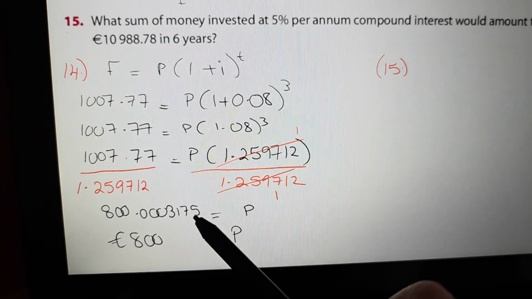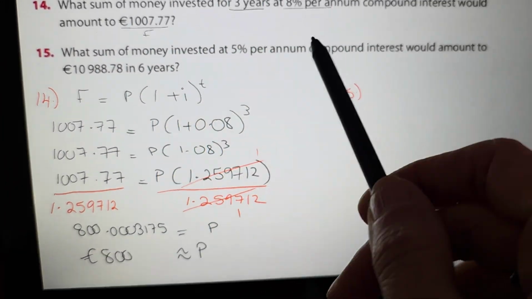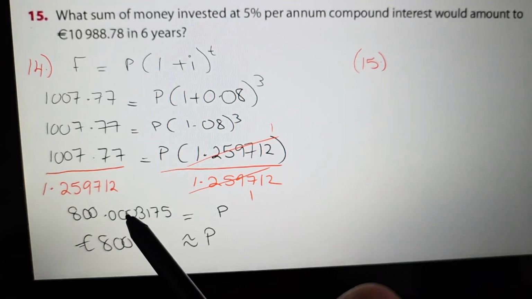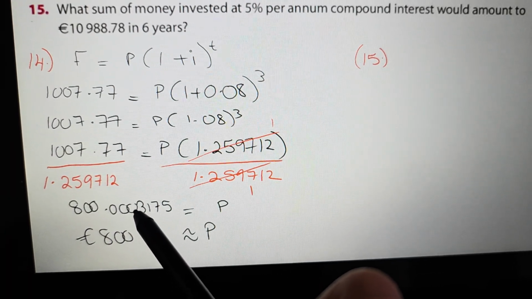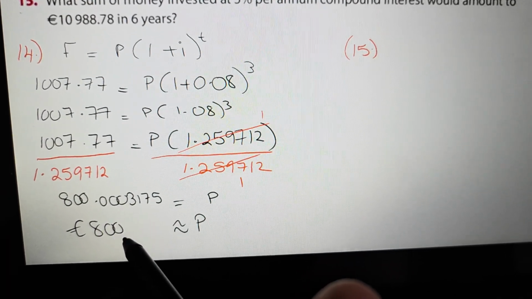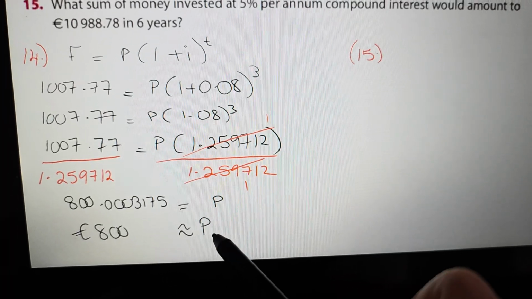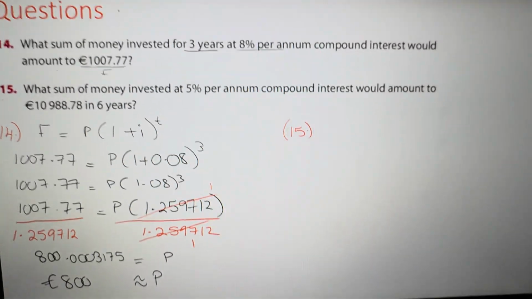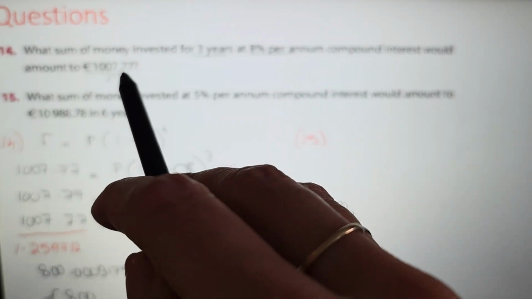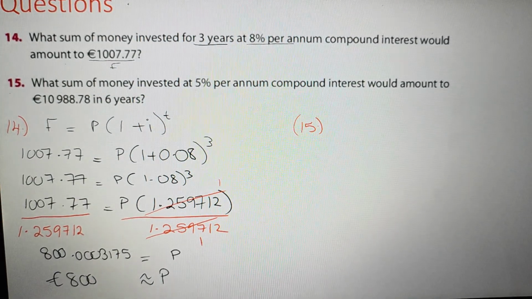Now it's money, so when they want to know what sum of money must have been invested, well, if you round that to 2 decimal places, you'd look at the third zero, which means the previous zero stays as it is, so it's just going to be €800, approximately. So that must be the amount I invested in order for it to turn into €1,007.77 after 3 years.